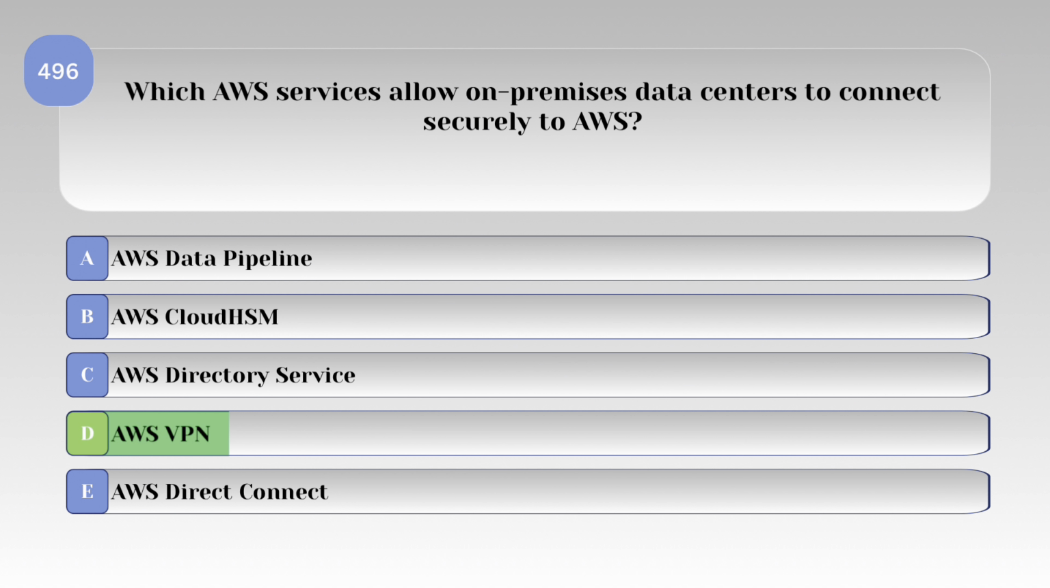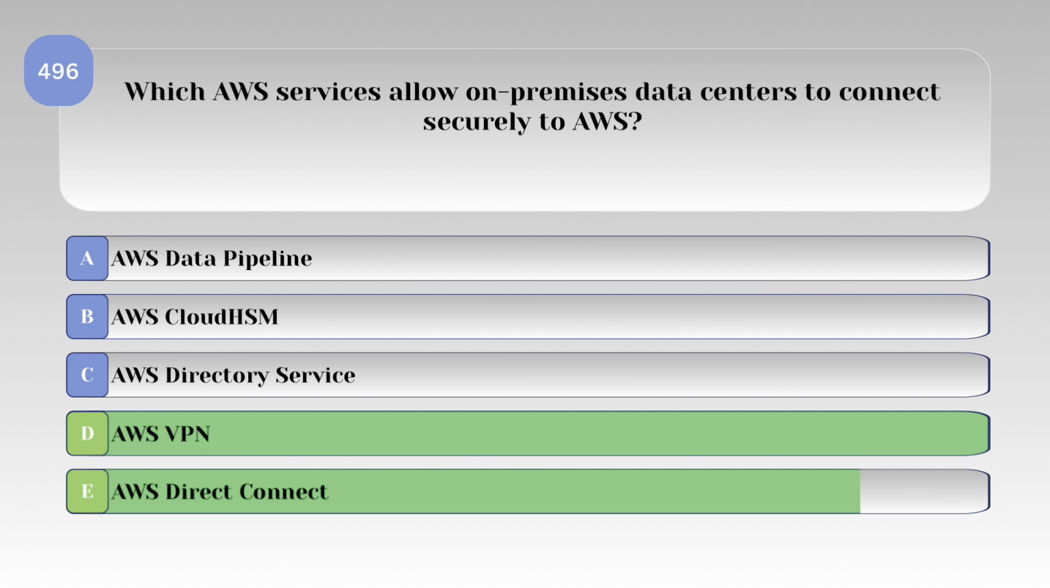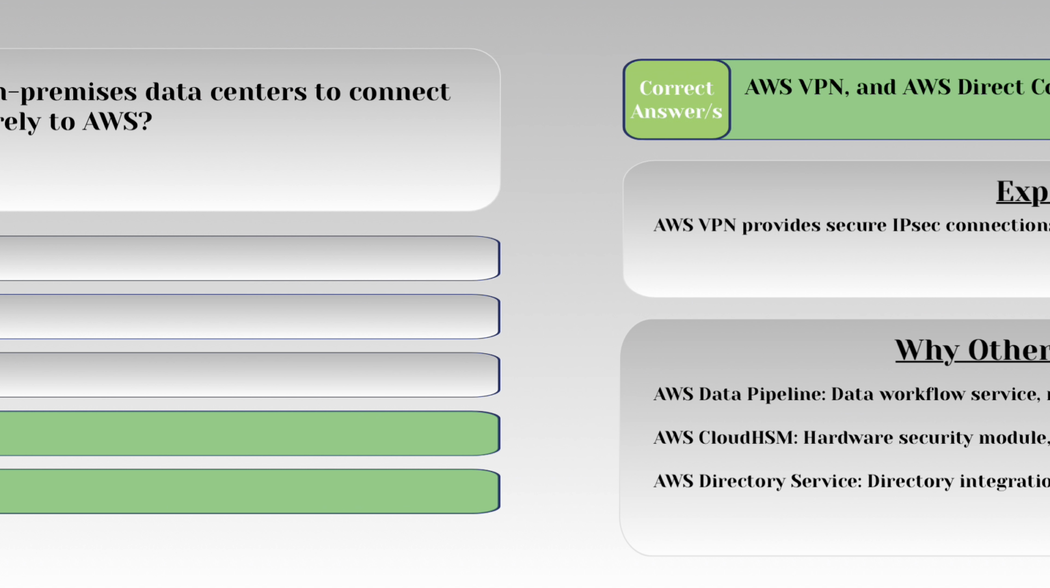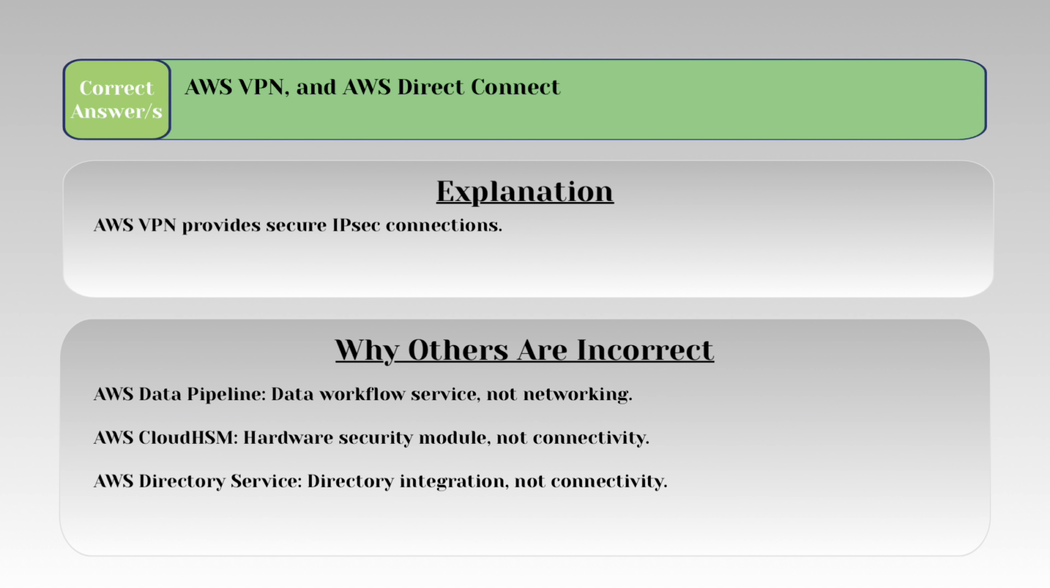Correct answer, AWS VPN and AWS Direct Connect. Explanation, AWS VPN provides secure IPsec connections. AWS Direct Connect provides a dedicated, private network connection. Why others are incorrect, AWS Data Pipeline, data workflow service, not networking. AWS CloudHSM, Hardware Security Module, not connectivity. AWS Directory Service, directory integration, not connectivity.